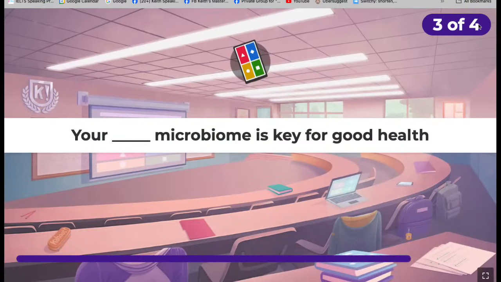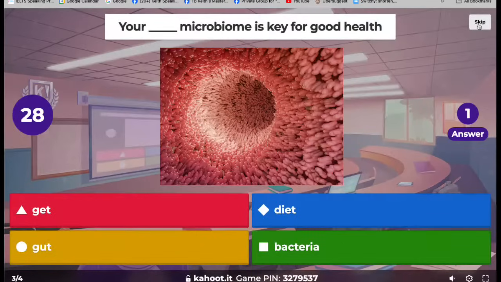Your blank microbiome is key for good health. Get, diet, gut, or bacteria.